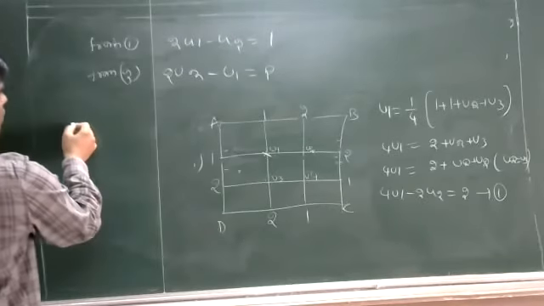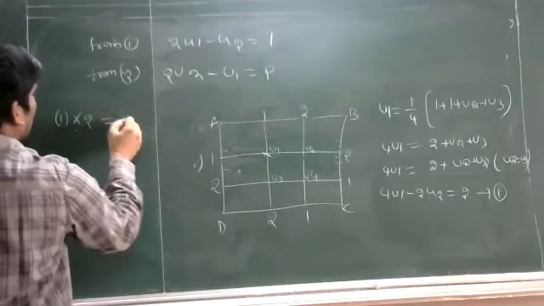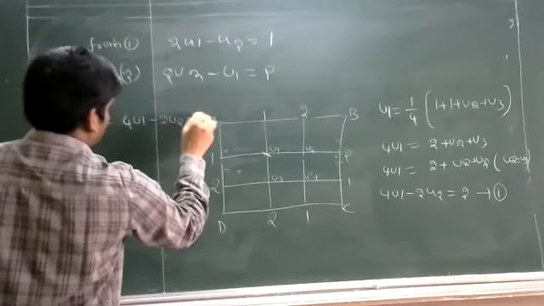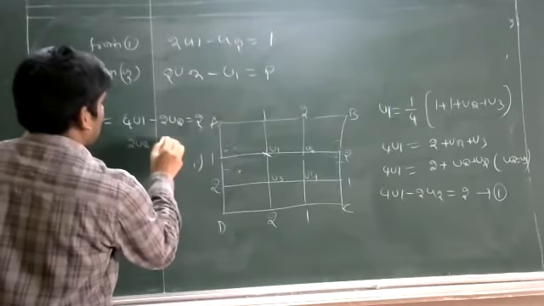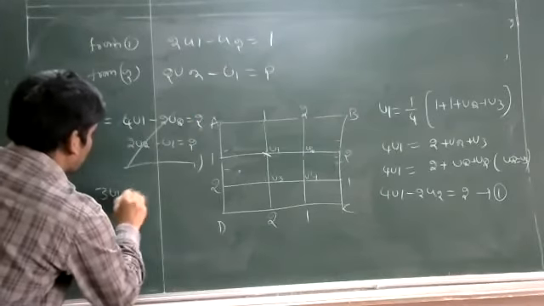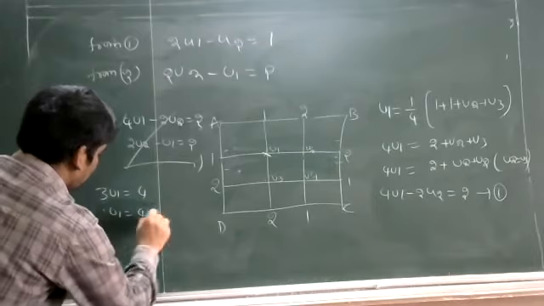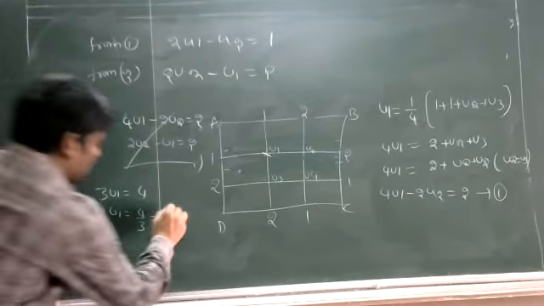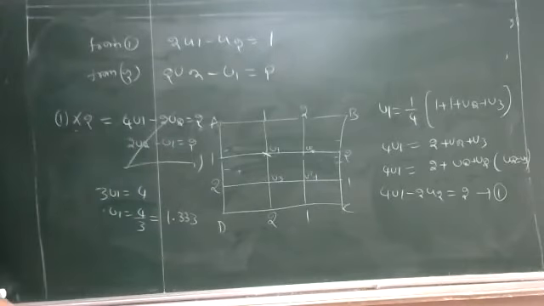What I have to do is multiply equation 1 by 2. That is 4u1 minus 2u2 is equal to 2. And then add equation number 2, minus u1 is equal to 2. Then it becomes 3u1 is equal to 4, so u1 is equal to 4 by 3. What is this value? 1.333. Right, very good.